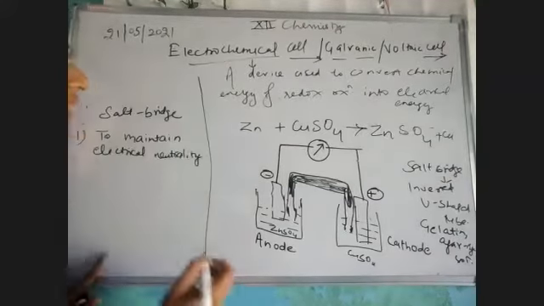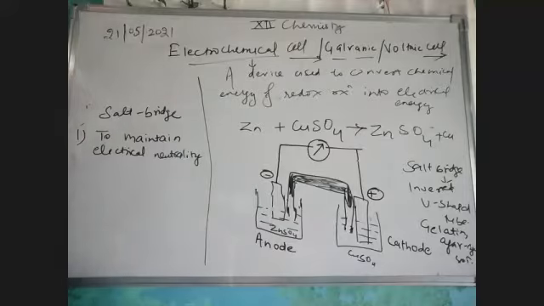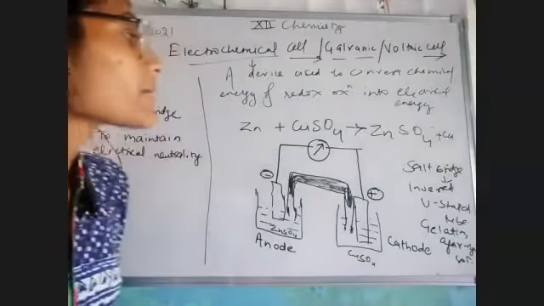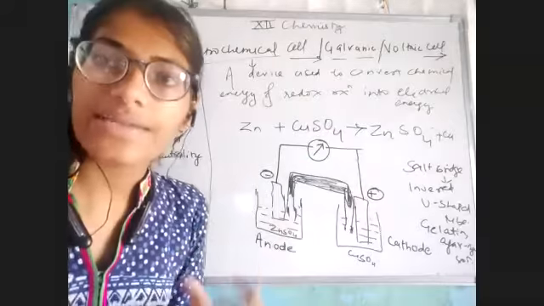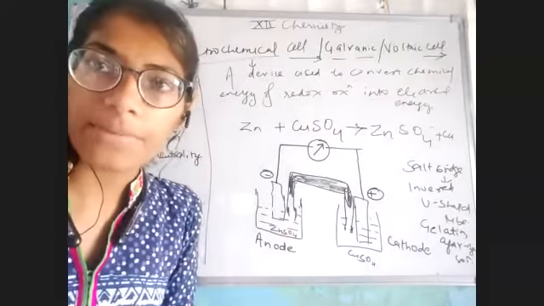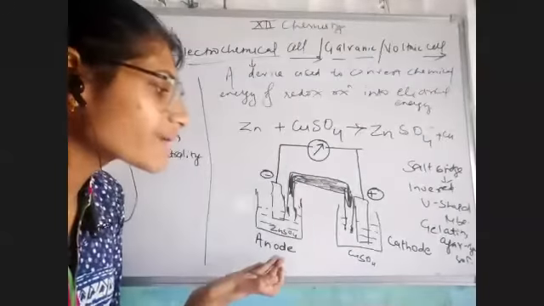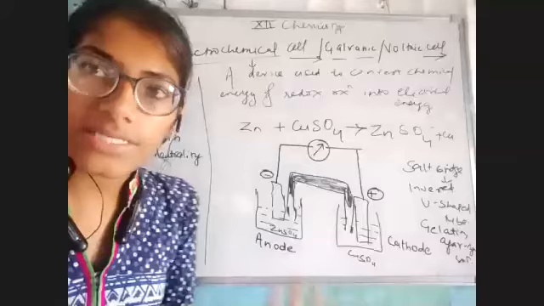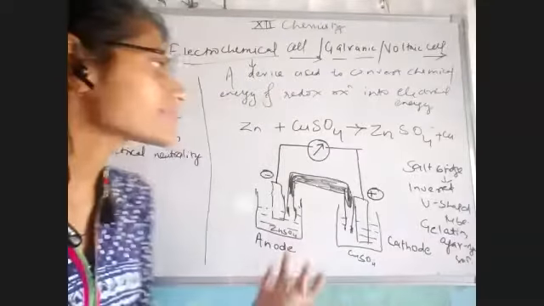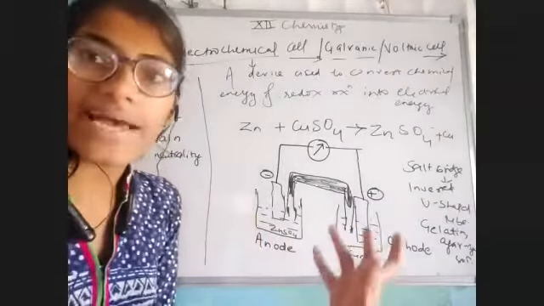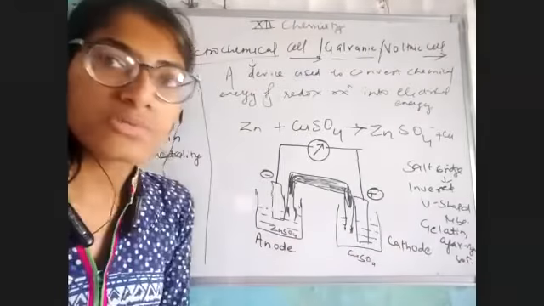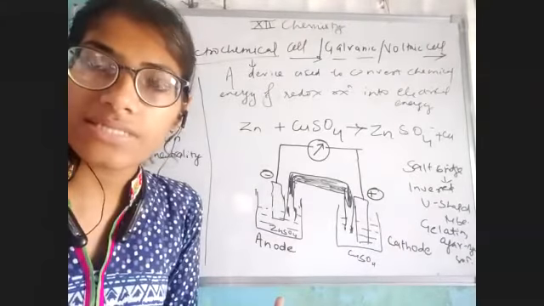Now, what do you mean by to maintain electrical neutrality? See class, when my reaction is taking place, when my zinc is reacting with copper sulfate, what would happen? Since it is the anode, on the left there is oxidation taking place. That means zinc is getting oxidized and the copper is getting reduced. That is what we have studied in the electrolysis concept.